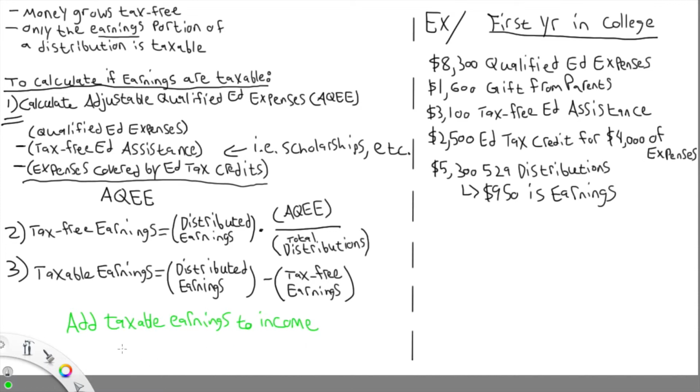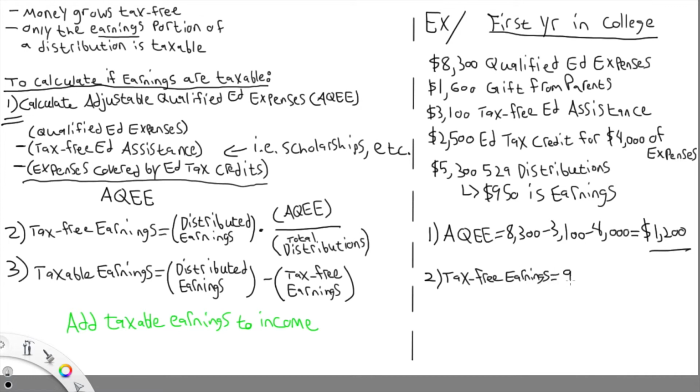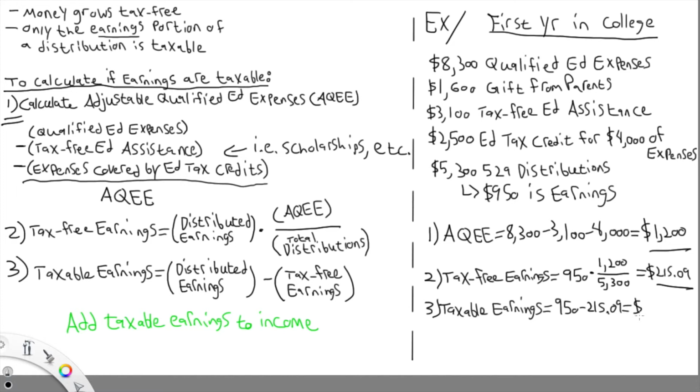Now, back to Rashid. Step 1, his AQEE is $8,300 minus $3,100 minus $4,000, which equals $1,200. Step 2. Tax-free earnings equals $950 times $1,200 divided by $5,300, which is $215.09. Step 3. Taxable earnings is $950 minus $215.09, equaling $734.91. Thus, Rashid must report $734.91 as income for this year.